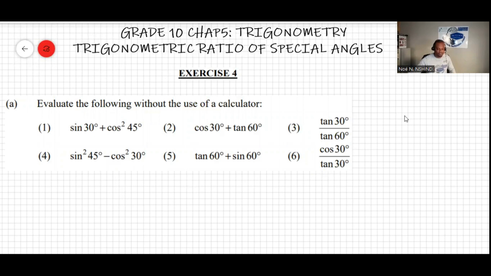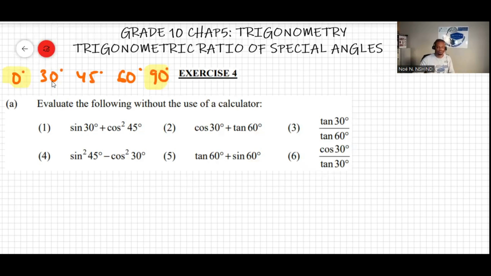Now we're going to talk about trigonometric ratio of special angles. In trigonometry, special angles are 0 degrees, 30 degrees, 45 degrees, 60 degrees, and 90 degrees. Even though 0 degrees and 90 degrees are not usually mentioned, they all are special angles.